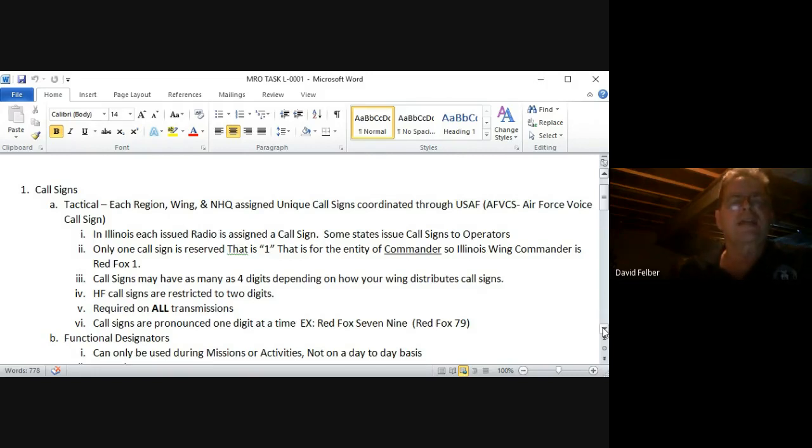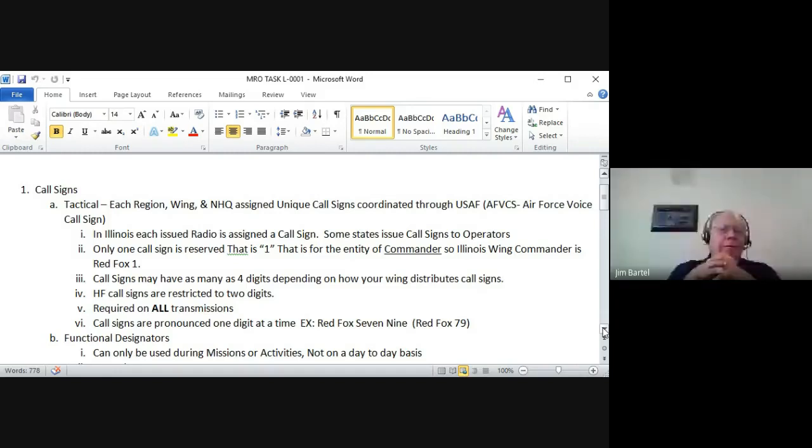Only one call sign is reserved. Red Fox 1, if you ever hear Red Fox 1, that is the commander of the Illinois wing. Red Fox 2 is the vice commander. Red Fox 3 is chief of staff. Red Fox 4 is the director of communications. Some other call signs are also assigned. I think the wing chaplain has a call sign. I believe it's Red Fox 5. Don't quote me on that. Yes, Red Fox 5.